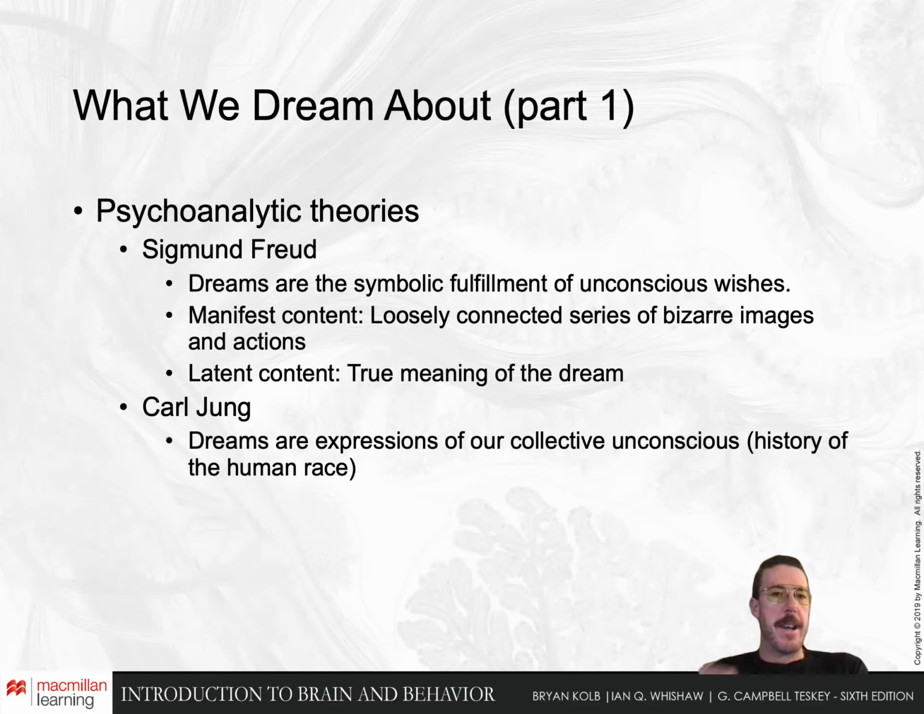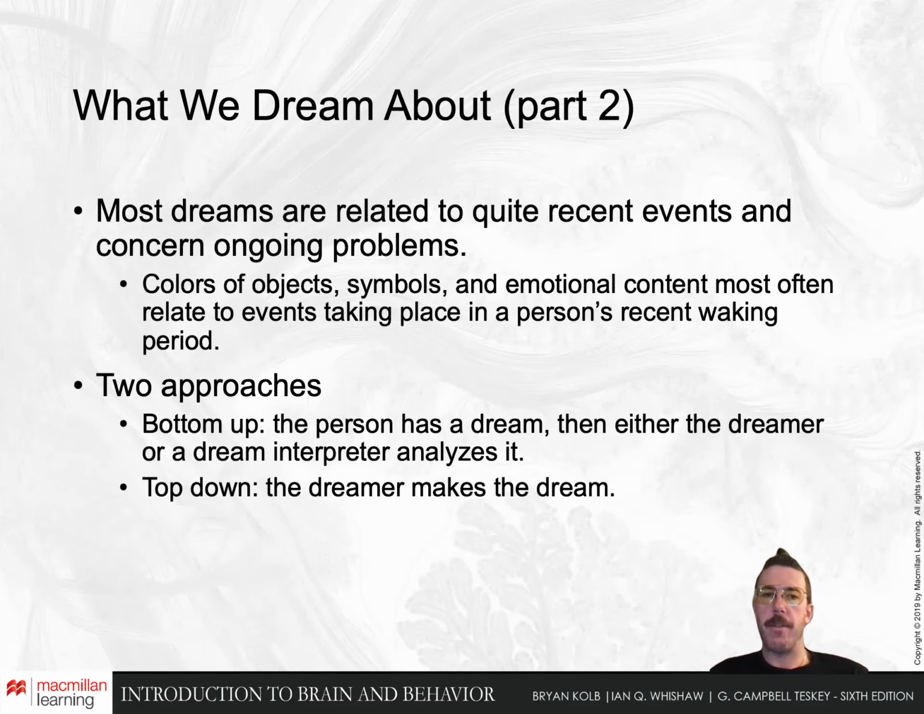Carl Jung was a contemporary of Freud and proposed that dreams were, instead of our own unconscious desires, expressions of our collective unconscious, that the history of the human race was contained in our genetics, and that we could relive some of these meaningful historical lessons through these dreams. More objectively, we now know that dreams are related to quite recent events and ongoing problems. The color, symbols, and emotional content often relate to events taking place in a person's waking life.